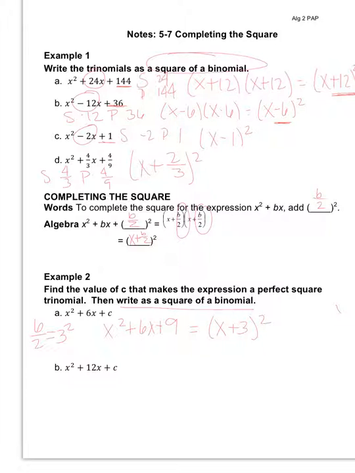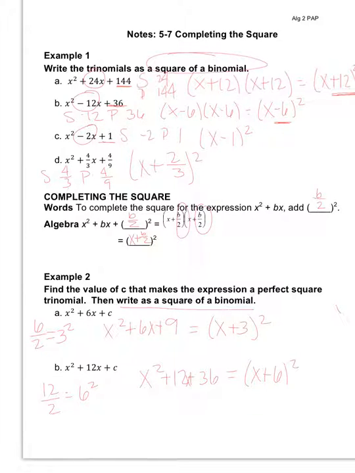The next one, we want to half b, which would give us 6, and then we want to square that to give us our c, which would be 36. So when we factor that, that would be (x plus 6) squared.